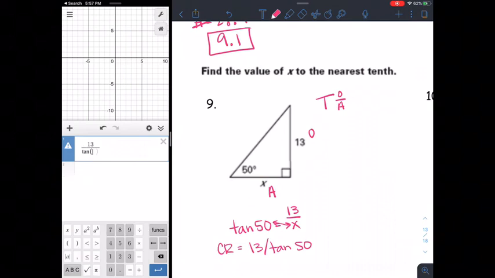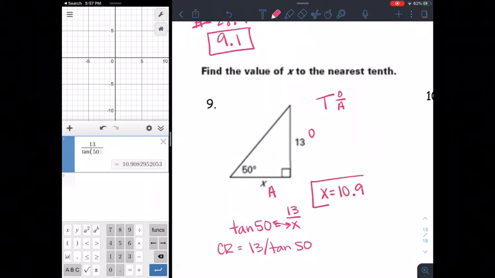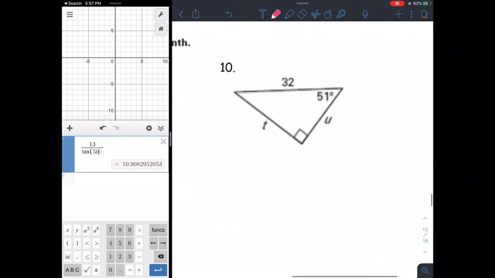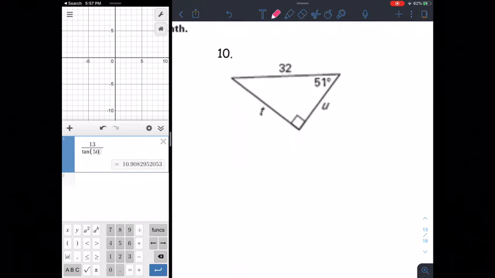13 divided by tangent 50. And that gives me an x value of 10.9. And last one, we're going to do the same thing. It wants us to find both of these legs. So in reference to the 51, I have my opposite and my adjacent and hypotenuse. Let's focus on finding t first.